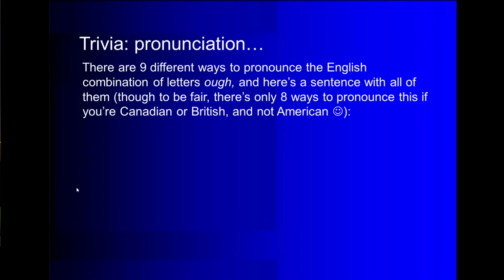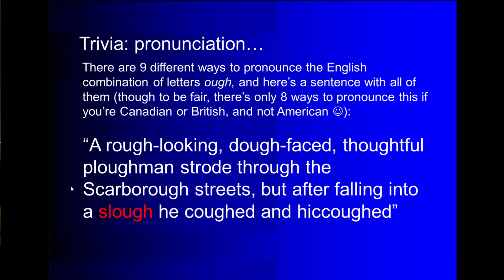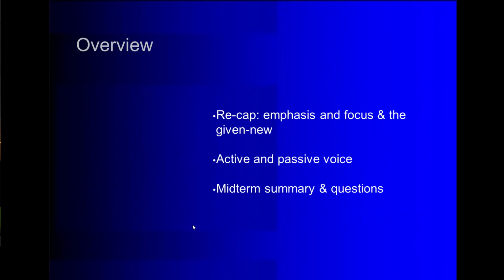And here's the really ridiculous sentence. A rough-looking, dough-faced, thoughtful plowman strode through the Scarborough streets, but after falling into a slough, he coughed and hiccuped. Now, isn't that a great set of words that show you just how weird the orthography of English is? Evidently, that red word, slough, which rhymes with plow or plowman, in American is a slough. So he doesn't fall into a slough, he falls into a slough. And there you go.